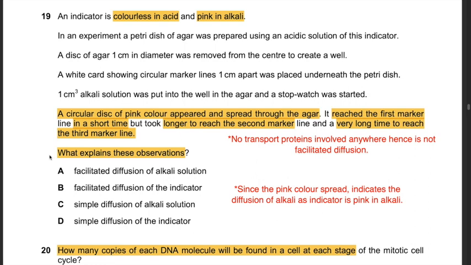Why is D incorrect? As it mentions simple diffusion of the indicator. However, since the pink color spread, it indicates a diffusion of alkali, as the indicator is pink in alkali. Therefore, it is a diffusion of alkali solution, not of the indicator, as the indicator could be colorless in acid as well as pink in alkali. Therefore, it is better to say simple diffusion of alkali solution, since the pink color is seen to appear and spread.